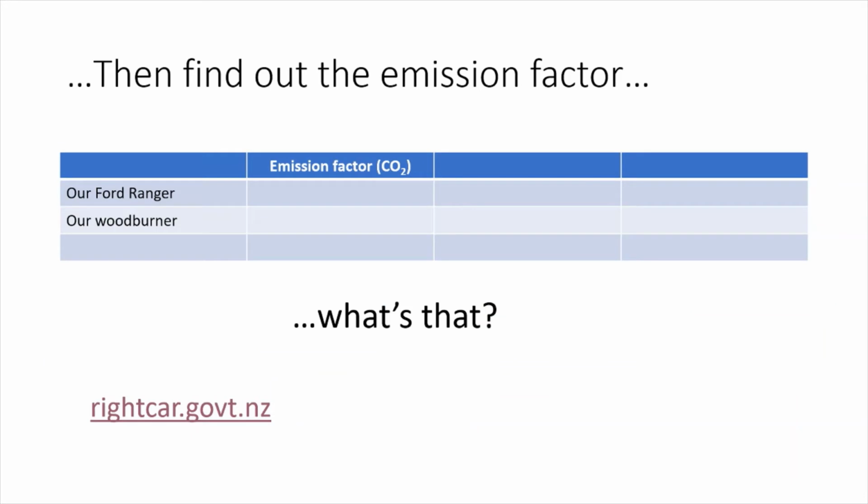For each thing, we now need to find out the emission factor. What's that? It's basically a measure of how polluting that thing is. For vehicles, the emission factor is the amount of pollution emitted for every kilometre driven. For most cars in New Zealand, you can find the emission factor for carbon dioxide on the website rightcar.govt.nz.